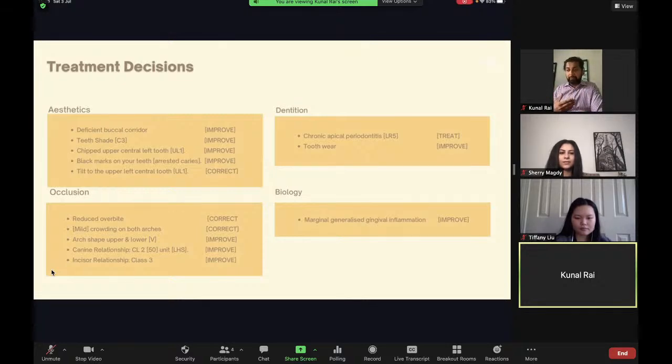From a bite relationship, we wanted to correct the overbite, the crowding, the arch shape, the canine relationship, and the incisor relationship. We definitely want to do something about the infection. Otherwise, it will spread, and eventually he will lose that tooth. Tooth wear we want to improve, as well as the biological envelope.